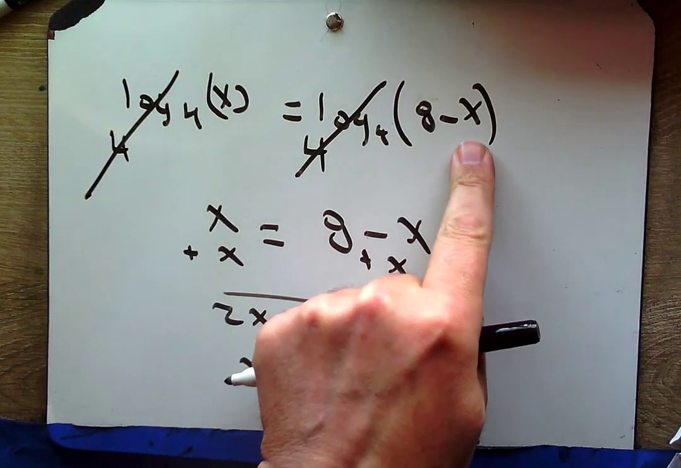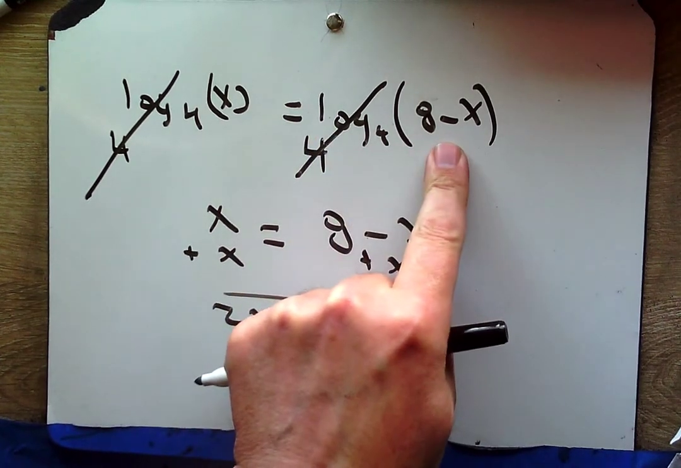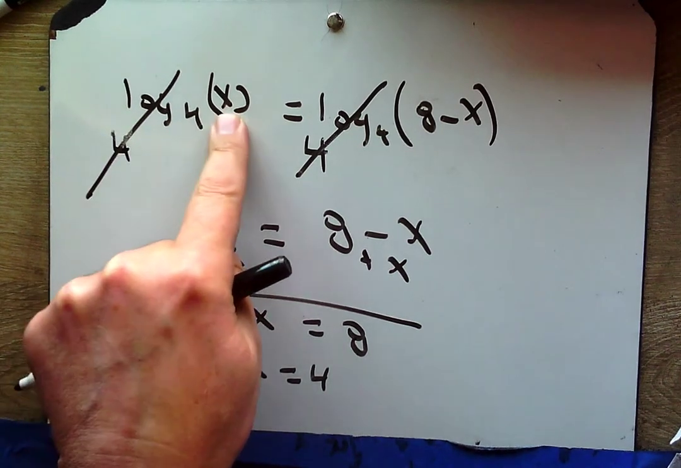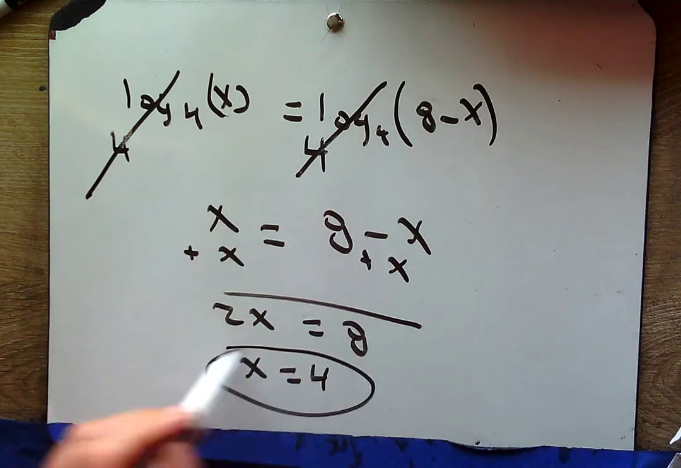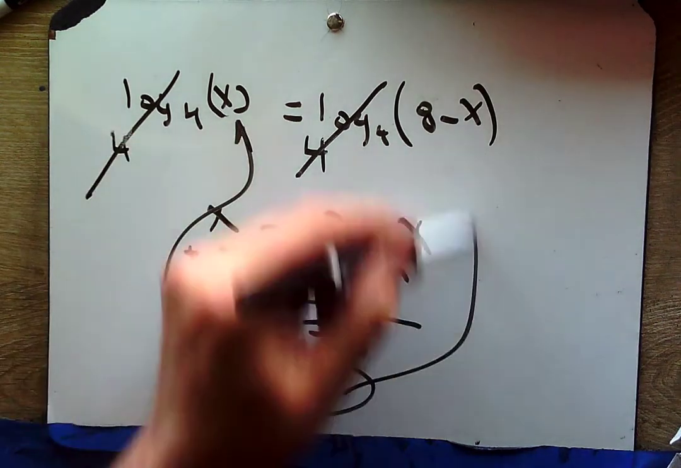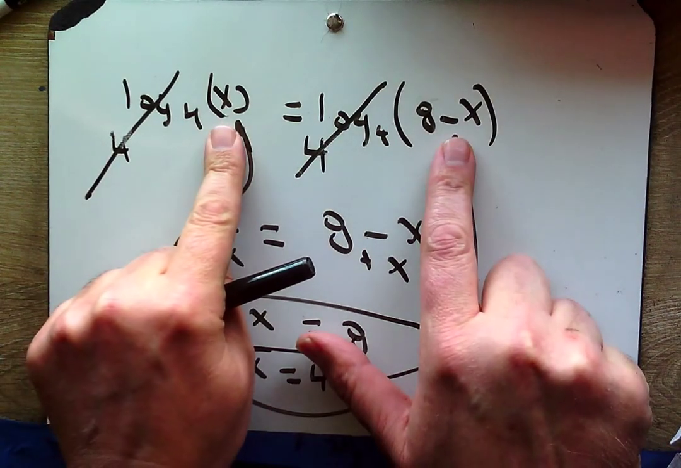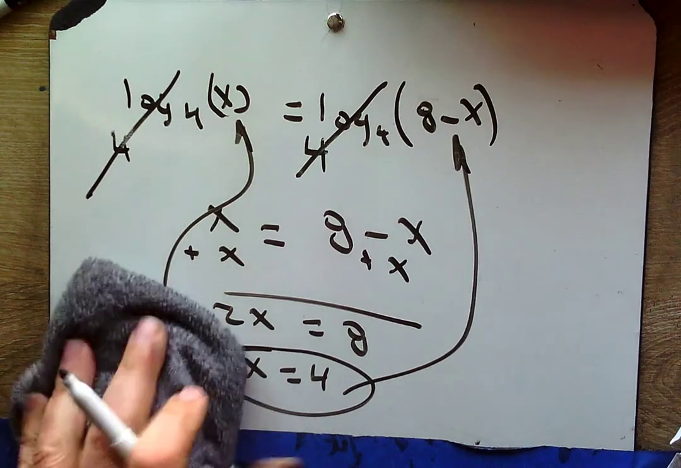If I plug a 4 in here, 8 minus 4 is 4, so I'm going to have the log base 4 of 4. And over here, if I plug a 4 in there, I've got the log base 4 of 4 again. And so that means yay. I do want to check to make sure that when I plug my x value in, it doesn't put me in the position of taking the log of 0 or taking the log of a negative number. And I don't have that here, so I'm good to go.